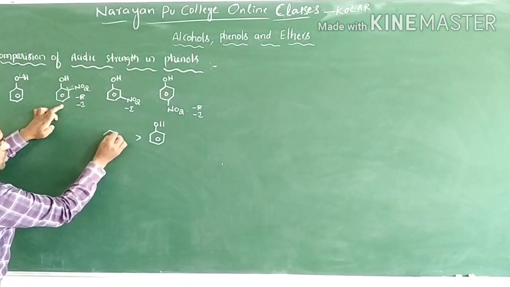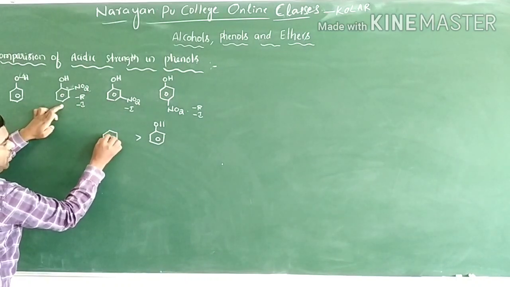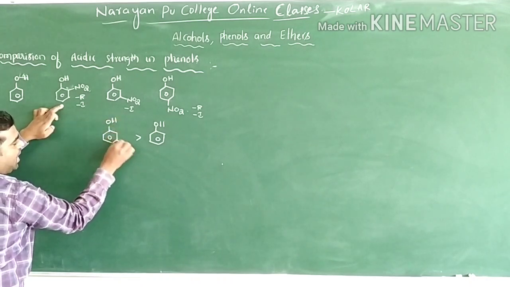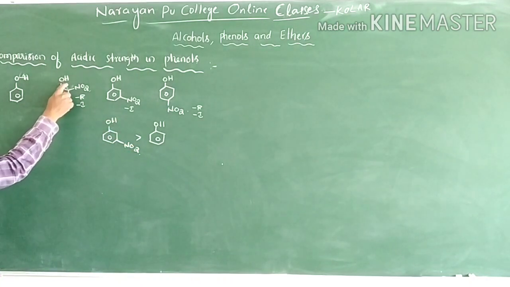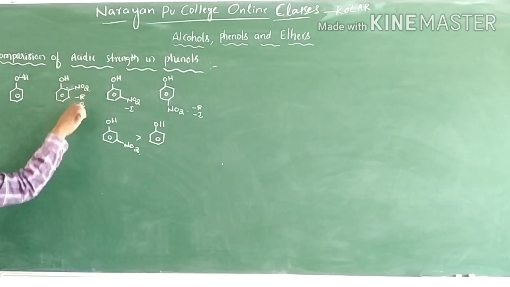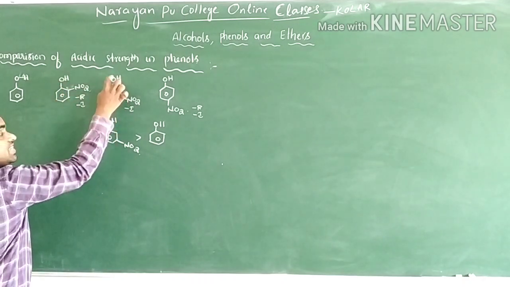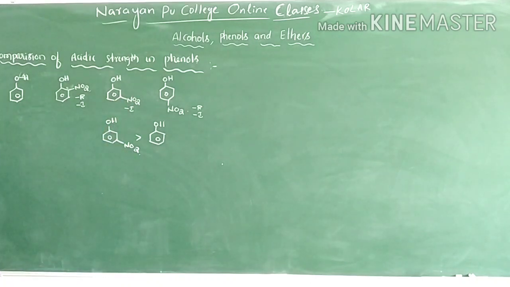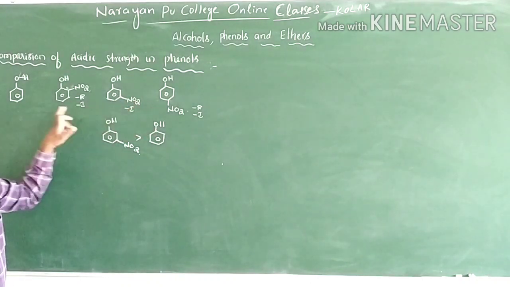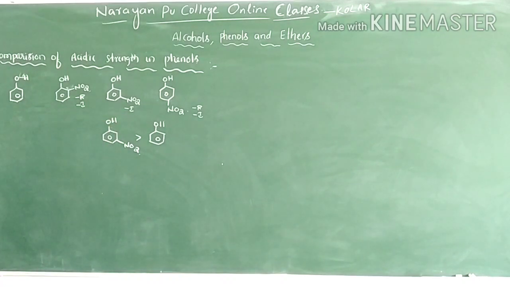So next what you will get here is meta-nitrophenol, OH and here NO2. Because here acidity increases due to the two effects, but here acidity is increasing because of how many effects? One effect. Now coming to these two, ortho and para.